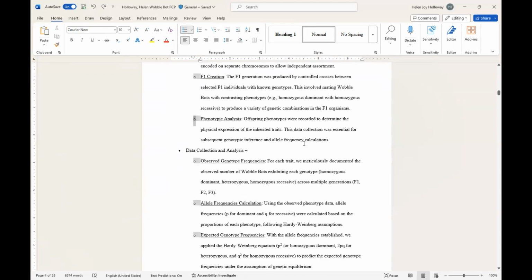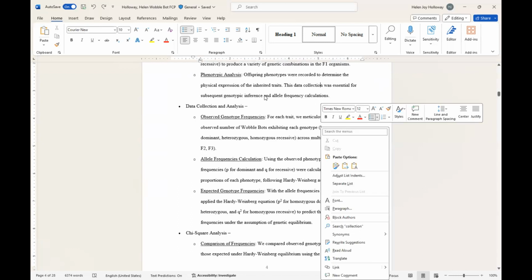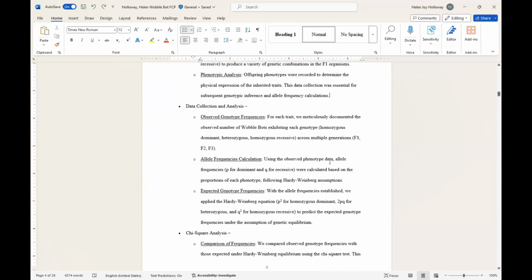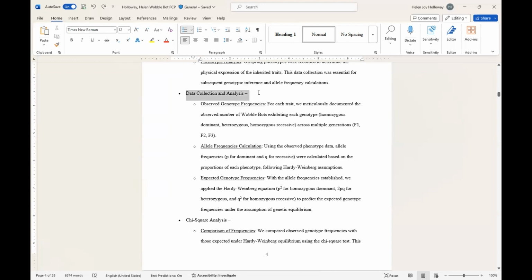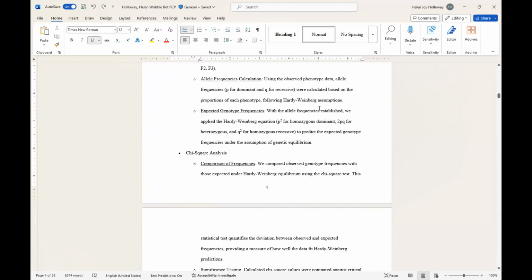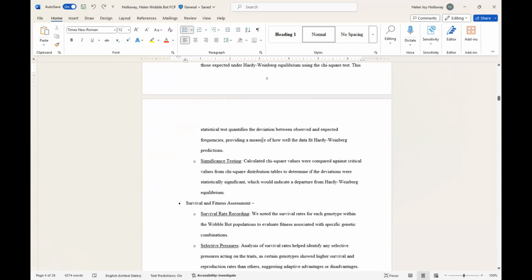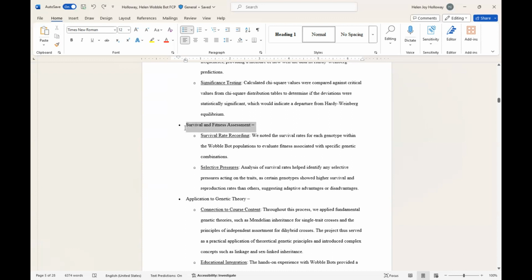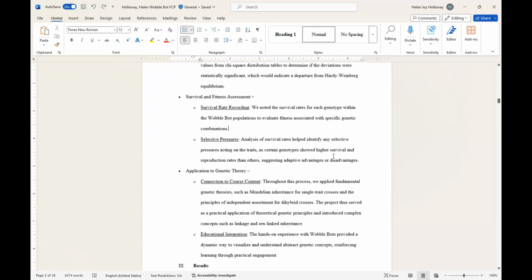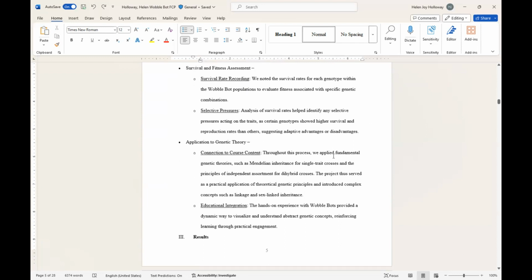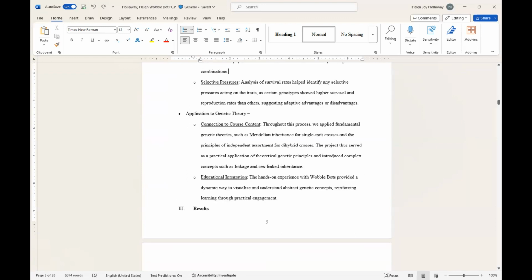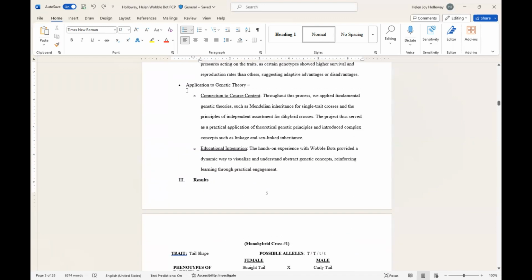F1 creation, phenotypic analysis. I'm honestly just kind of talking in these things. So data collection, we did that. We wrote everything down. Chi-square, same thing, wrote everything down. Then we noted the survival rates for the Wobblebots. This whole thing could be summarized in like 2 sentences, but for the sake of word count, I made it a bunch of bullet points. Don't forget bullet points, that's important.